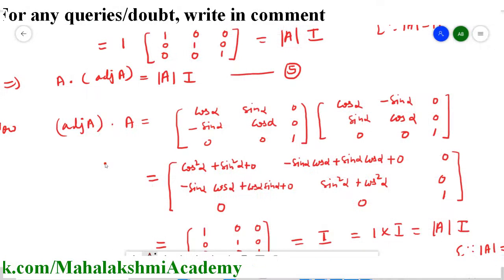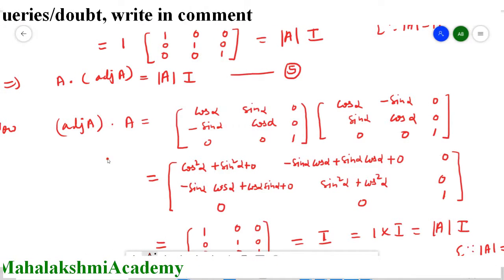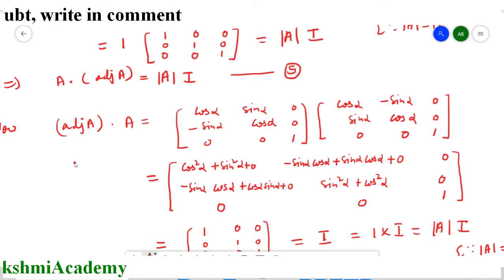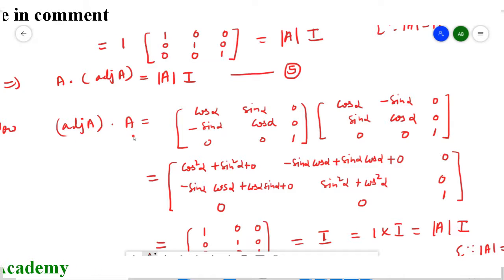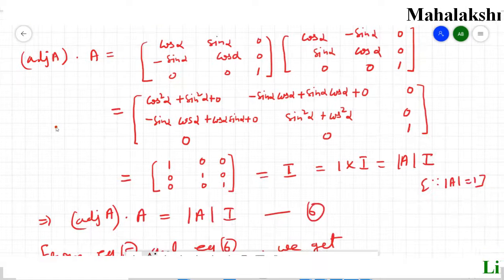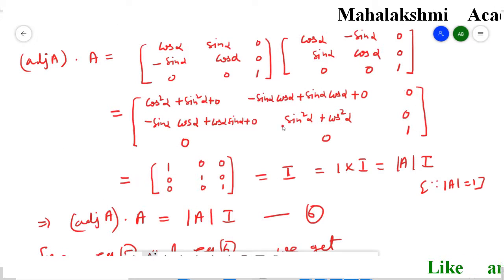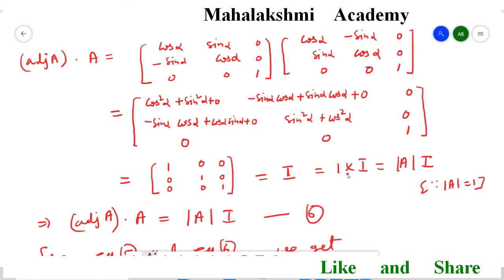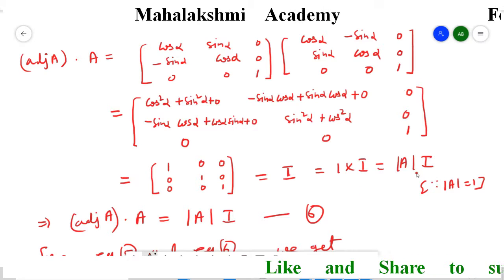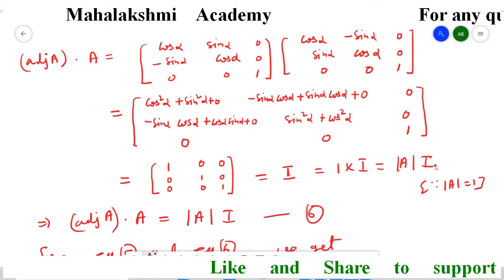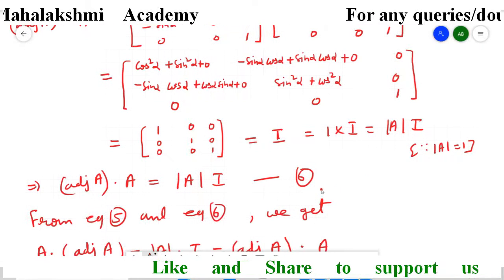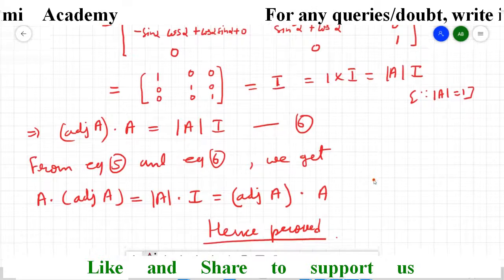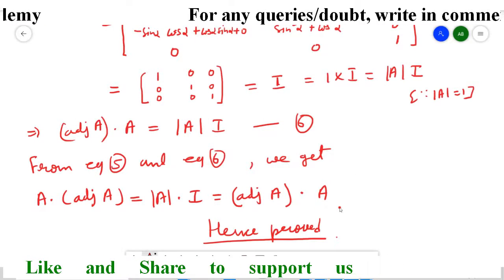Then the last part, in the same question, 3 things you have to prove. Among them the last one is adjoint A multiplied by A. So here first you write down the adjoint A matrix, then matrix A, multiply them, same concept of matrix multiplication, and then you will get the identity matrix again, which you can write as determinant A multiplied by 1, that is our equation 6, and from equations 5 and 6 we get that all these 3 parts are the same.